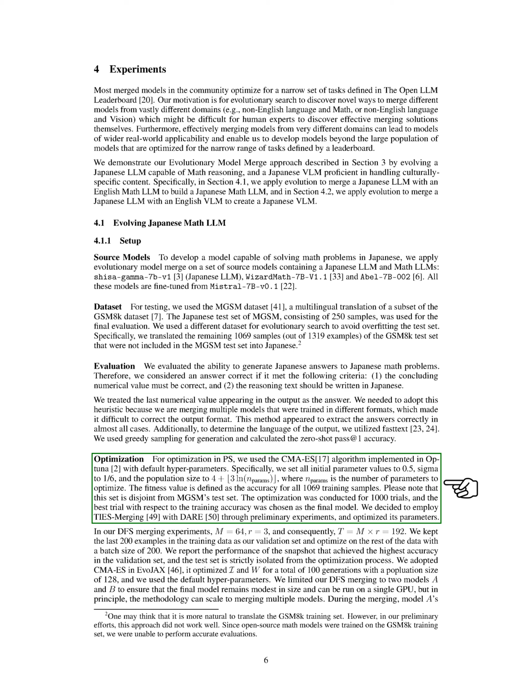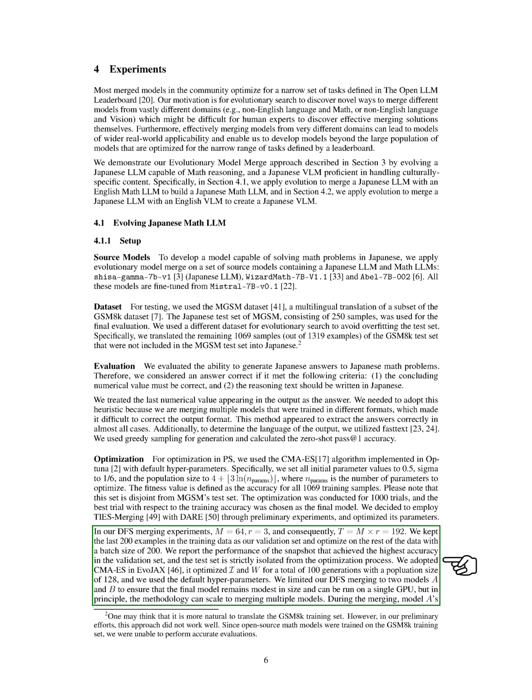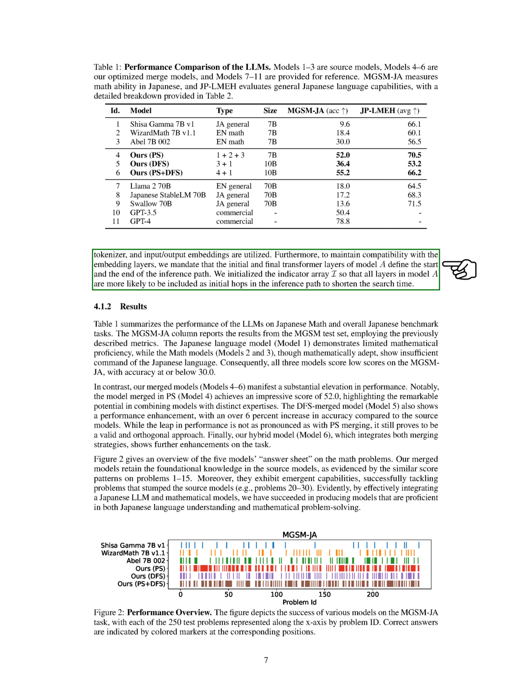We limited the merging to two models, A and B, to ensure the final model size remains manageable for a single GPU. Throughout the merging process, we utilized Model A's tokenizer and input-output embeddings. We set up the indicator array to prioritize Model A's layers in the inference path, shortening the search time. The performance was evaluated based on the validation set, with the test set kept separate from the optimization process.